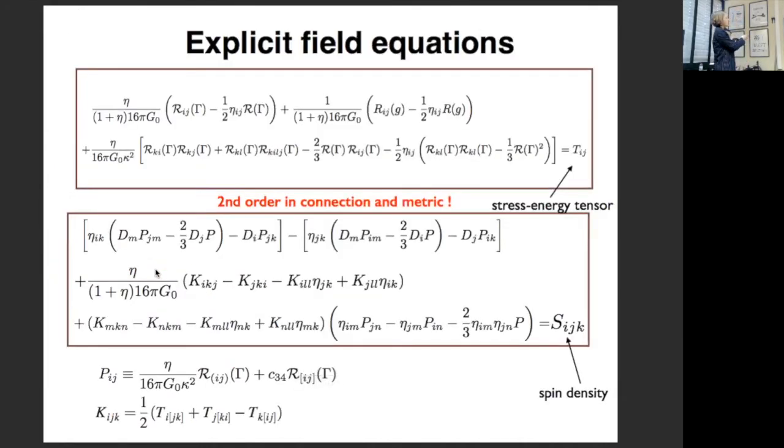Okay, some explicit field equations. The field equations are second order in both connection and metric. And as you can see immediately here, the only direct source of torsion is the quantum spin density, and we will come back to it a bit later.